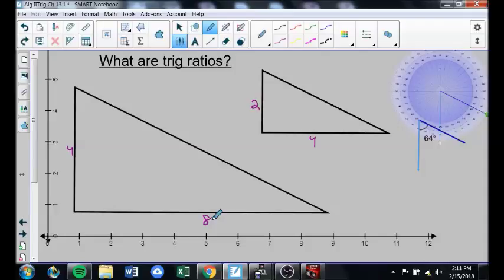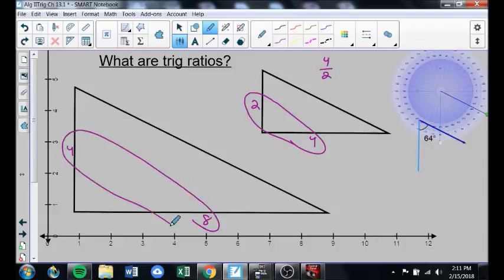But what I could also do is check how this ratio compares. I'm going to take this side first, base to height. This is the ratio 4 over 2. This is the ratio 8 over 4. Well, these are the same thing. They both just simplify to 2 over 1, or just 2.